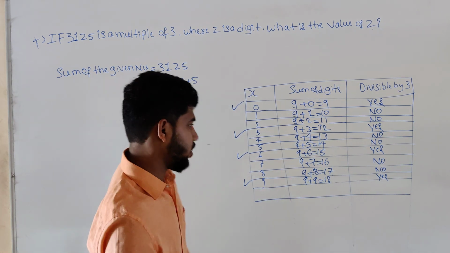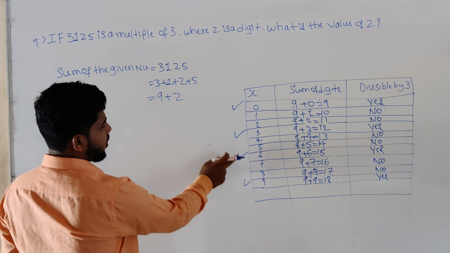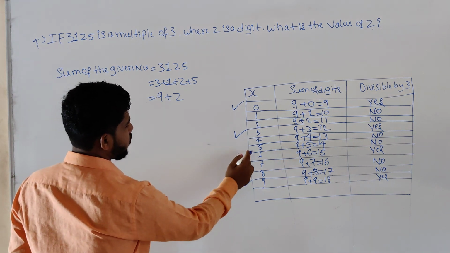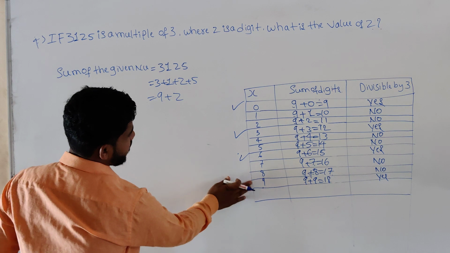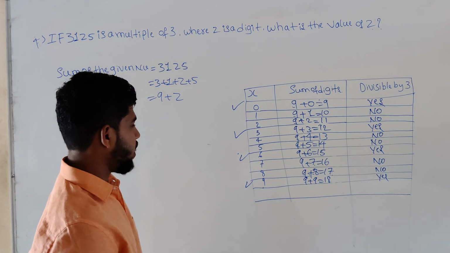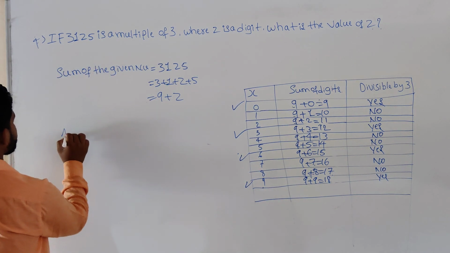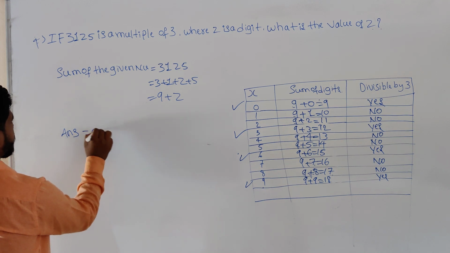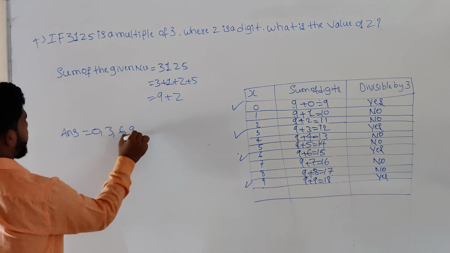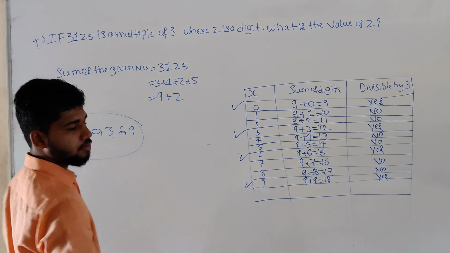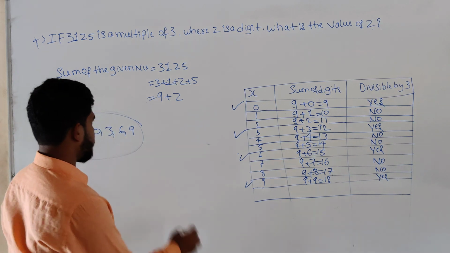3 sixes are 18. Now the answer is 0, 3, 6 and 9.